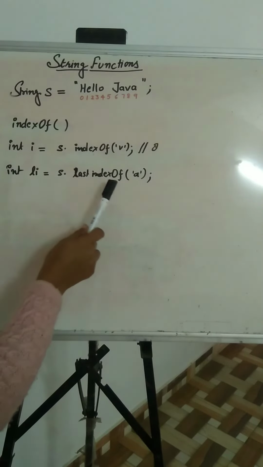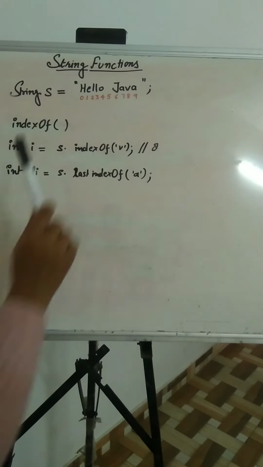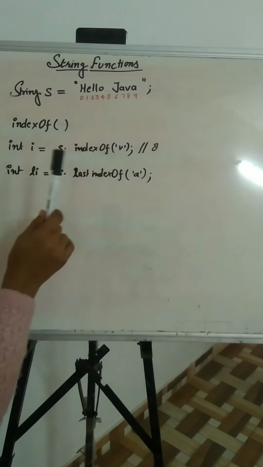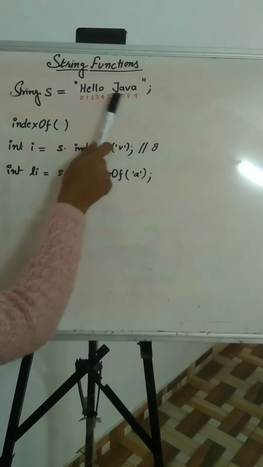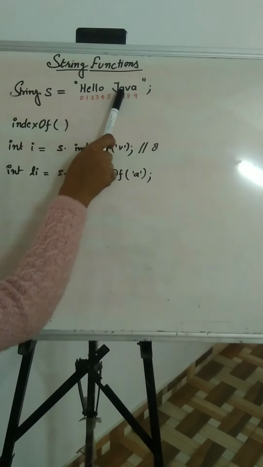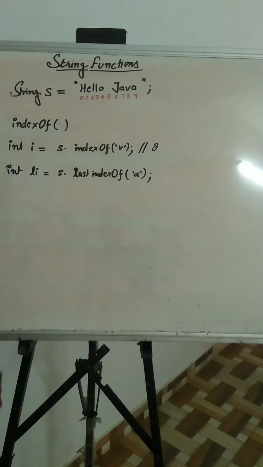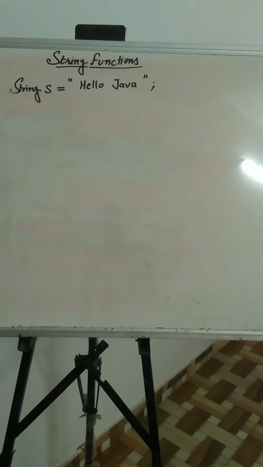But here it is lastIndexOf a. Last index means the last occurrence of the character a. Here a is present 2 times, so it will not represent the index of the first a. It will represent the index of the last a, that is 9. It will return the value 9. Clear? indexOf and lastIndexOf. lastIndexOf returns the value of the last occurrence of a character in a string. Clear? Next function is the trim function.